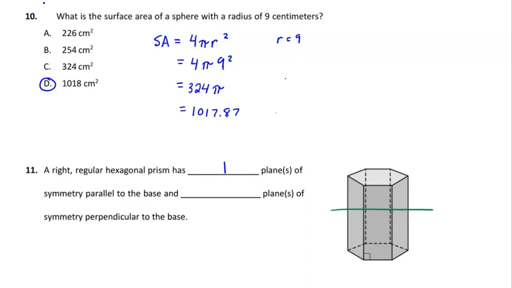Here we go. Now, how many planes do we have of symmetry perpendicular to the base? So that means we're going to be slicing through the top. So before we were slicing through the side, now we're slicing through the top. And let's think about where we can slice this to where it would be the same.